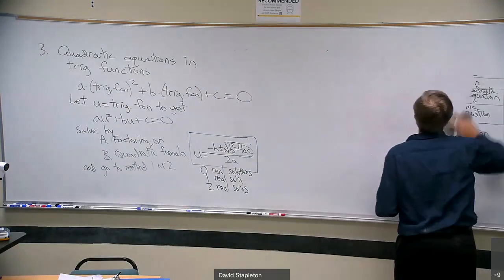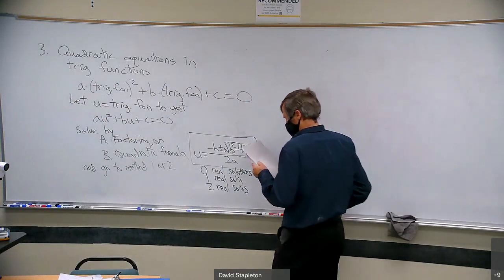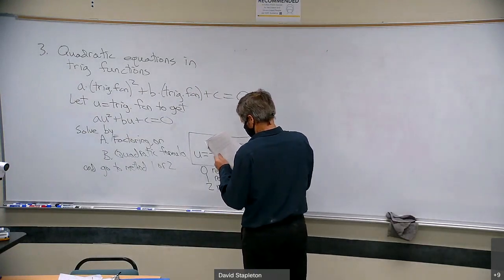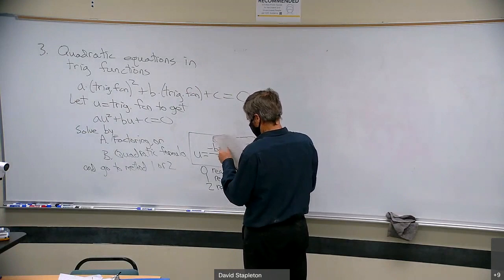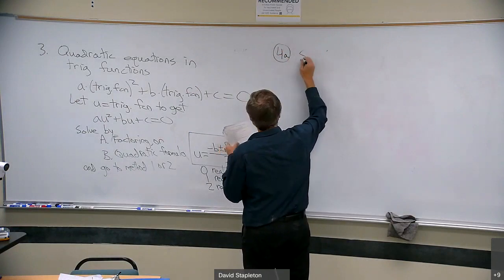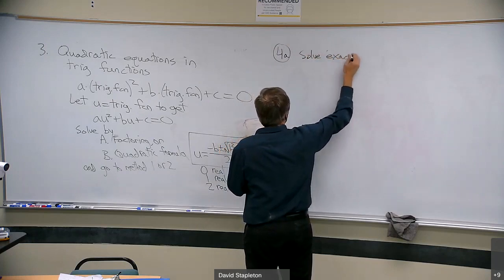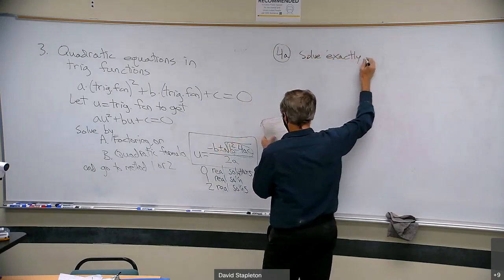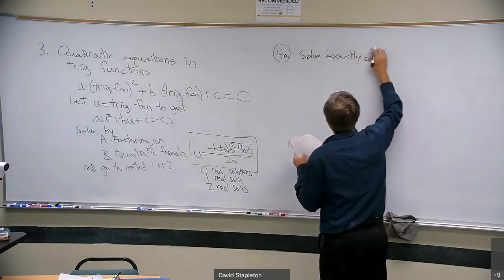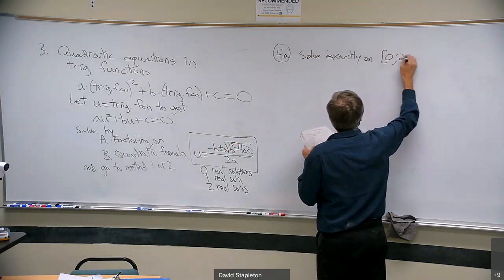This will be off the homework, this one here, so maybe look at it if you get stuck, what we did in class. It's 4a. Solve exactly, we want exact solutions, not decimals, on the interval 0 to 2 pi.